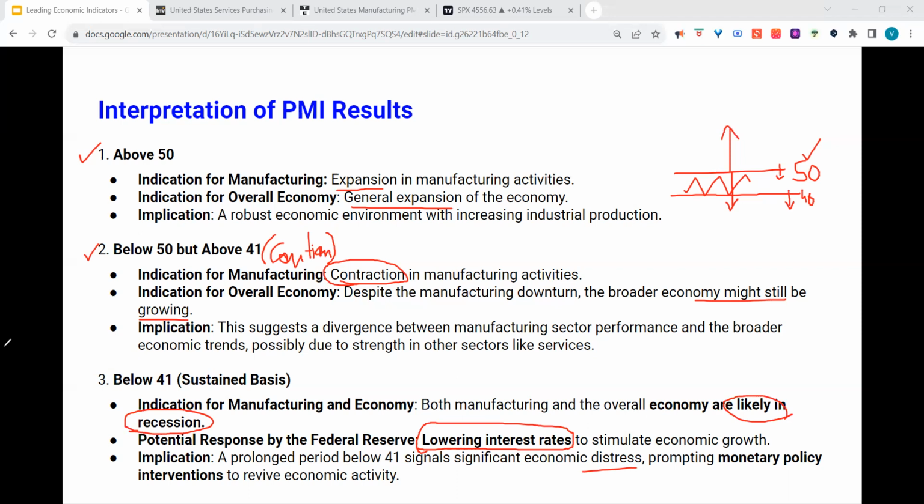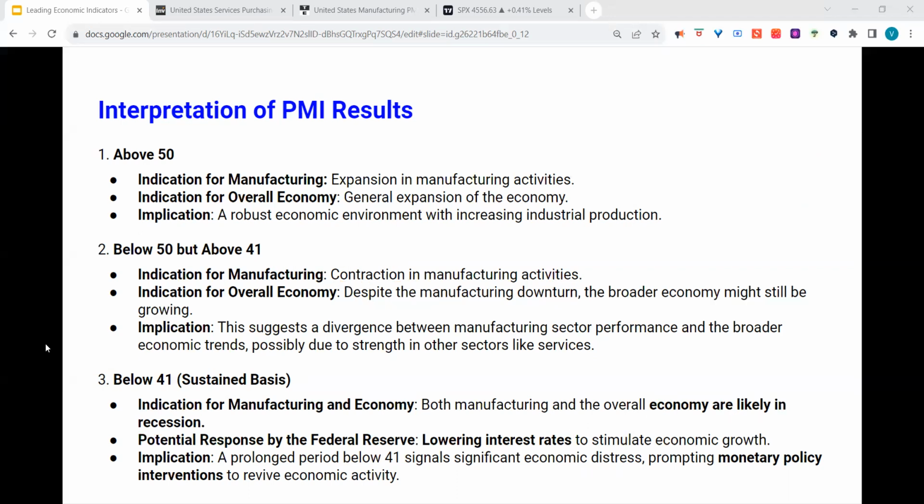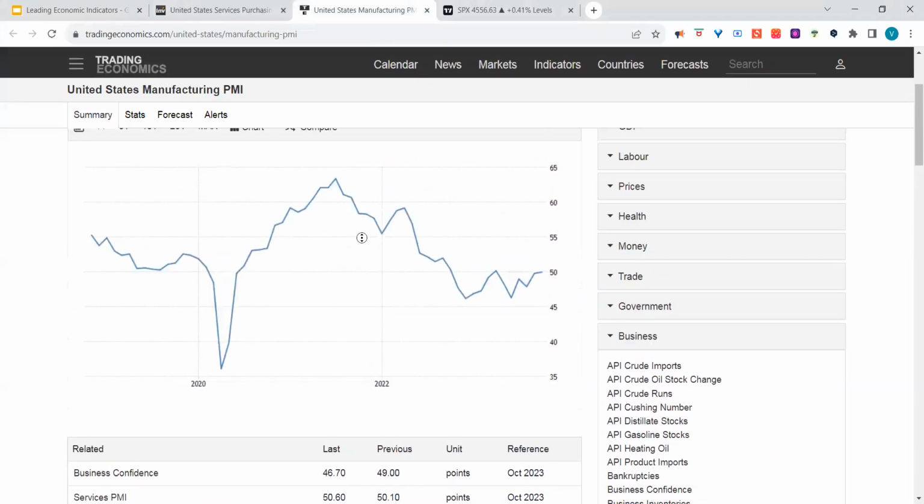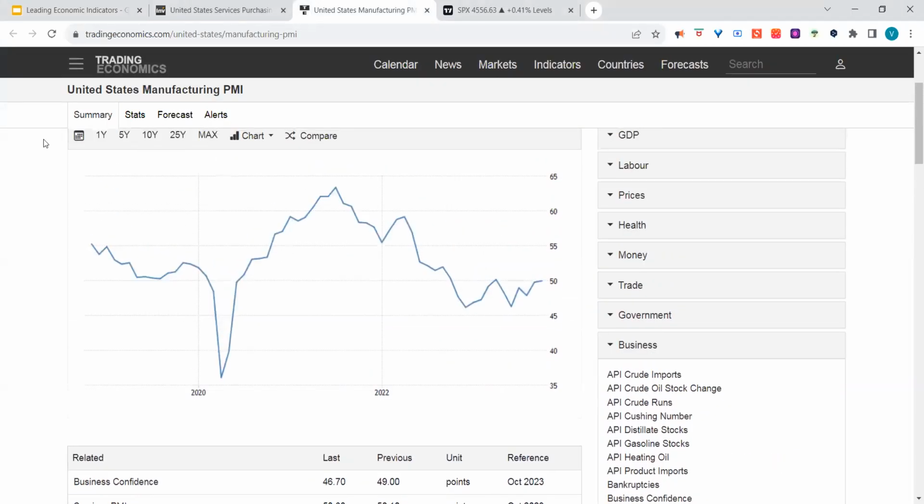But when we look at just the trend of the PMI, this is the manufacturing PMI of the US. We've seen here that during the COVID period, the reading slipped below 40 only at this particular point in time, right? It was because of the lockdown, because of the COVID scenario.